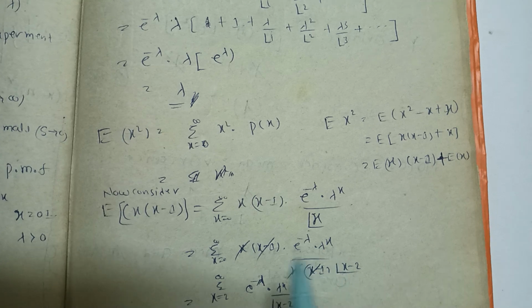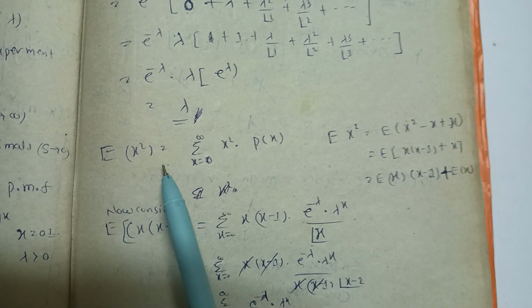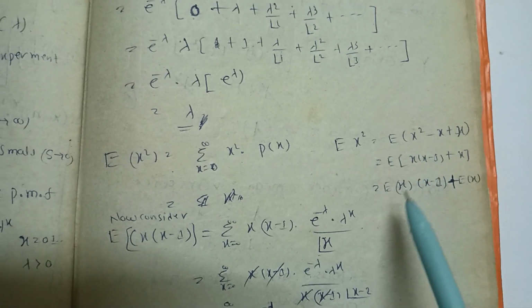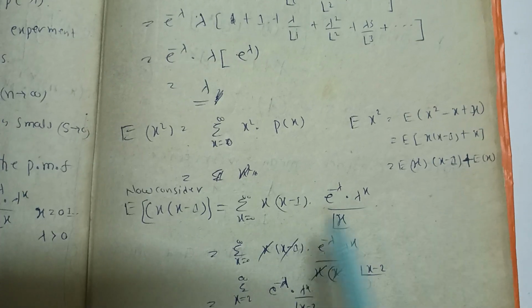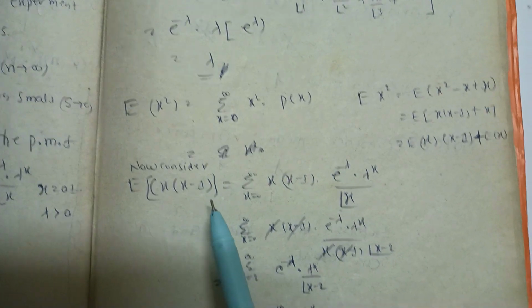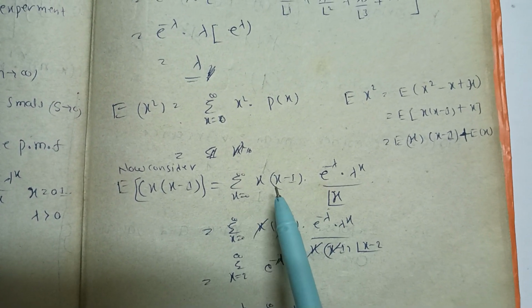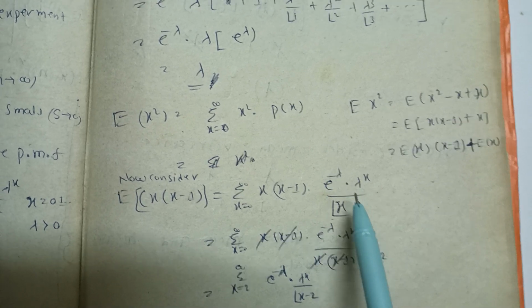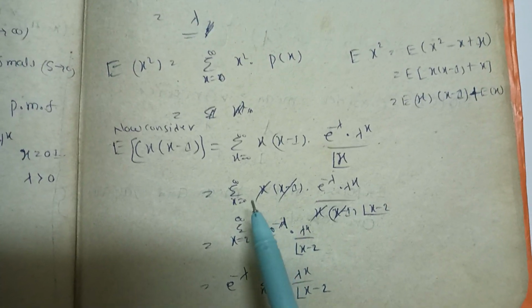For easy and simple calculation, E of x square, that is mu 2 dash, x square can be written as E of x into (x minus 1) plus E of x. We are trying to find out E of x into (x minus 1). So summation x of (x minus 1) and p of x, e to the power of minus lambda, lambda to the power of x divided by x factorial.